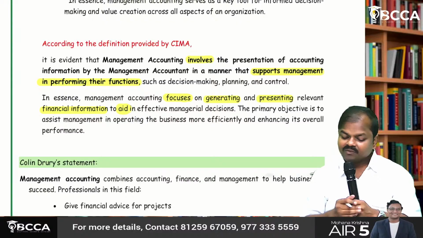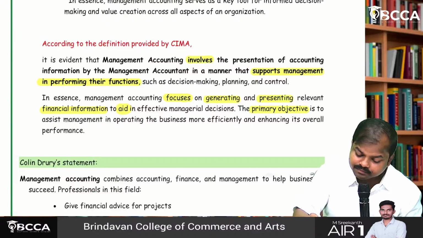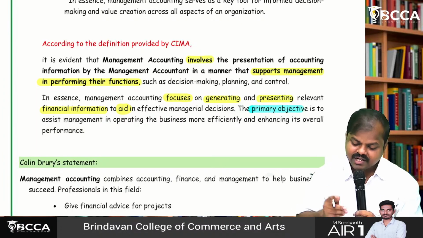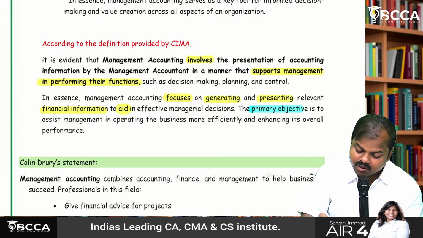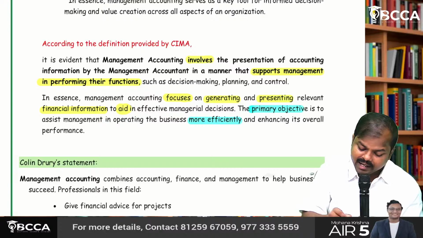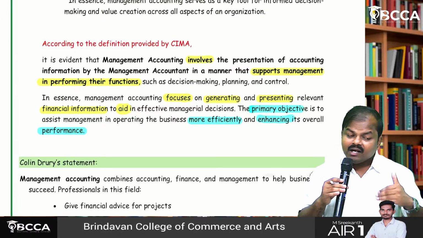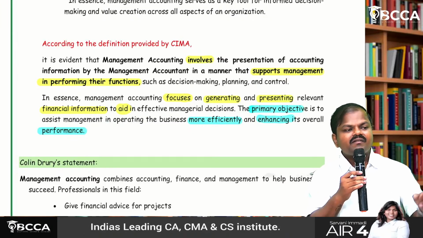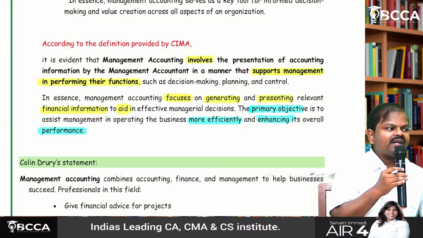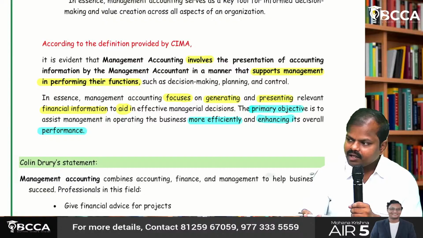Till now clear? Next, the primary objective is to help the management operate the business more efficiently and enhance overall performance. With the help of management accounting information, they will act more efficiently, the business will work more efficiently, and at the same time they will improve their performance. Till now clear? Excellent.